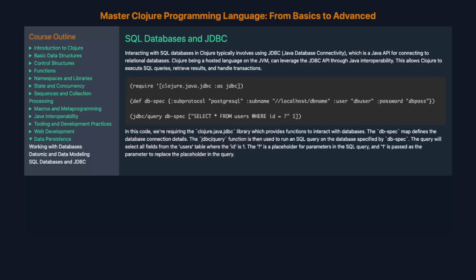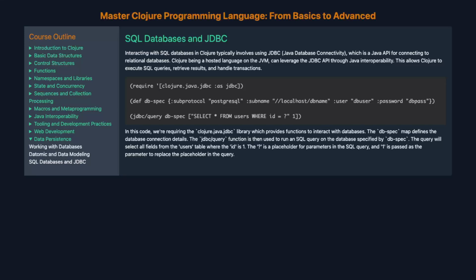SQL databases and JDBC. Interacting with SQL databases in Clojure typically involves using JDBC, Java Database Connectivity, which is a Java API for connecting to relational databases. Clojure, being a hosted language on the JVM, can leverage the JDBC API through Java interoperability. This allows Clojure to execute SQL queries, retrieve results, and handle transactions.